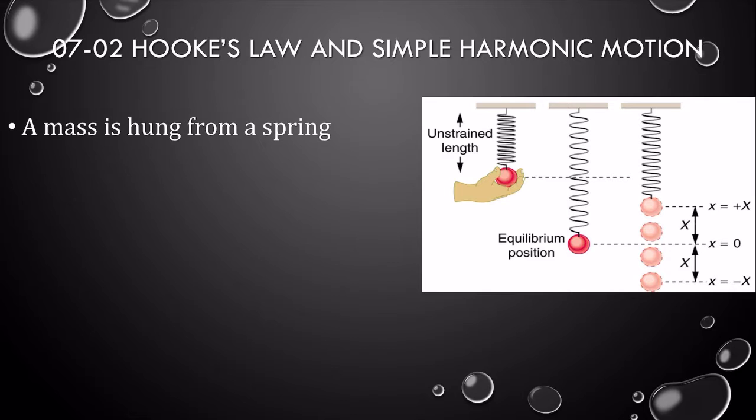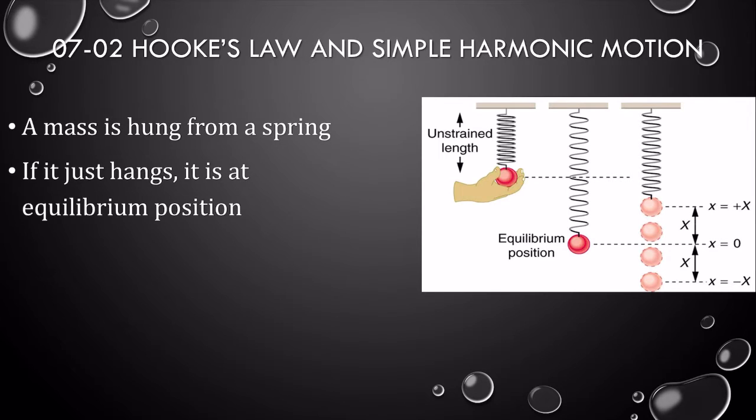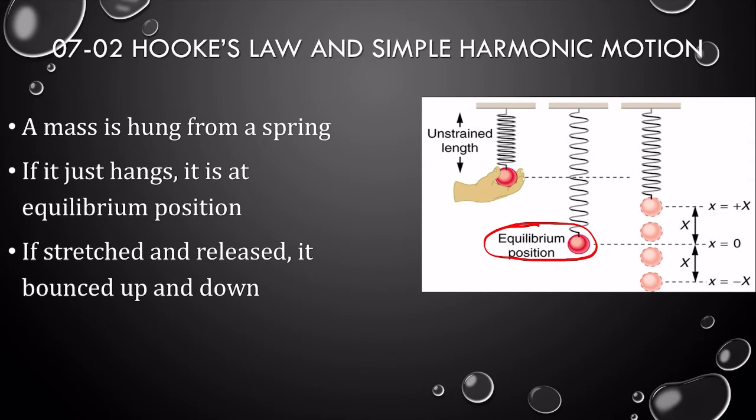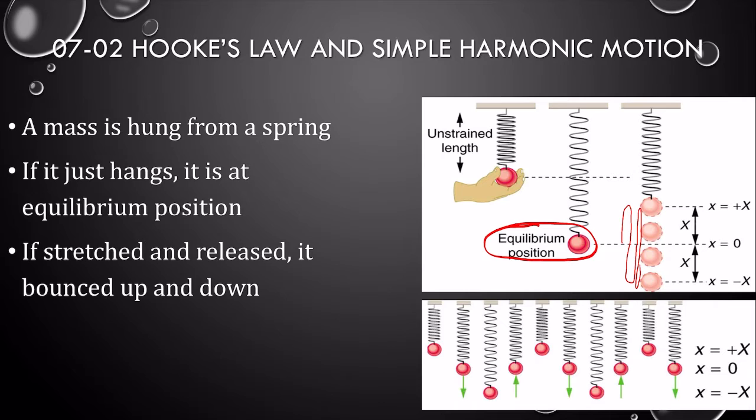Imagine a mass, or something heavy, hanging from a spring. If it just hangs by itself, it's in the equilibrium position. But if it's stretched and released, it'll bounce up and down. It goes down and then up, and down and then up, and it'll look like that.